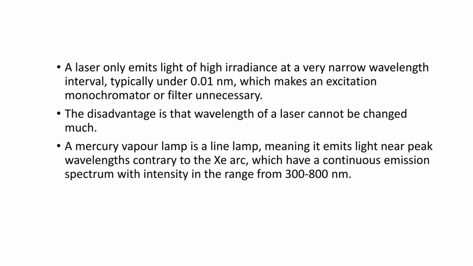A laser only emits light of high irradiance at a very narrow wavelength interval, typically under 0.01 nanometers, which makes the excitation monochromator or filter unnecessary. The disadvantage is that the wavelength of a laser cannot be changed much. A mercury vapor lamp is a line lamp, meaning it emits light near peak wavelengths, contrary to the xenon arc, which has a continuous emission spectrum with intensity in the range 300 to 800 nanometers.